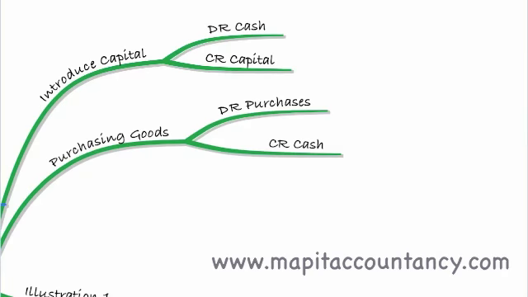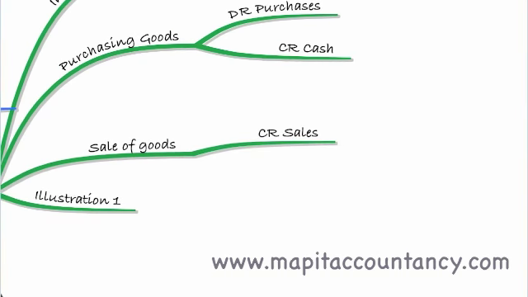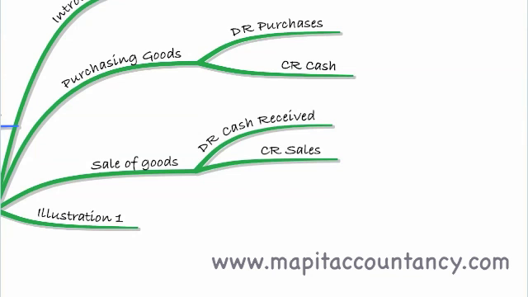The next transaction we need to deal with is the sale of goods. This time we're going to credit sales on our income statement. Remember we said when we were looking at our debits and credits that income is a credit entry in our income statement. So credit sales, debit cash received. So we've sold goods for cash. That means our cash is going to increase. It's a debit balance. To increase a debit balance, we debit it. So credit sales, debit cash received. Let's do that for illustration 1.